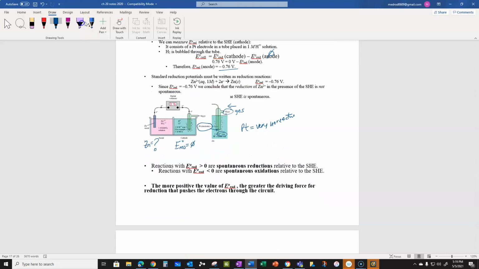The name of the game is to get that positive value. We want that thermodynamically favored reaction. And if it actually goes negative on you, which it shouldn't, then it would be spontaneous in the oxidation route. But we like to look at it as the reduction value. The more positive it is, the greater the driving force for reduction, to push those electrons through that circuit.